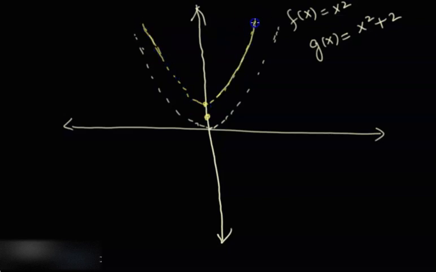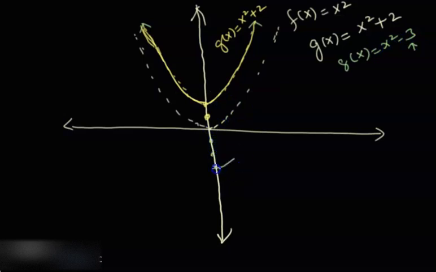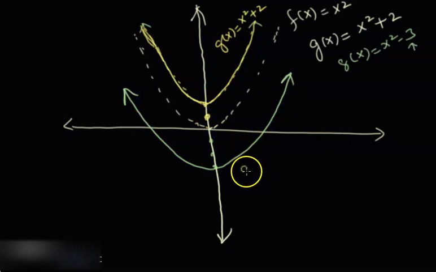Now this function is g of x equal to x squared plus 2. And then we had the function g of x equal to x squared minus 3, I believe. So you just need to move down 3 units from your parent function, 1, 2, 3. So here. This is moving down 3 units from the parent function. So this is the sketch of x squared minus 3.